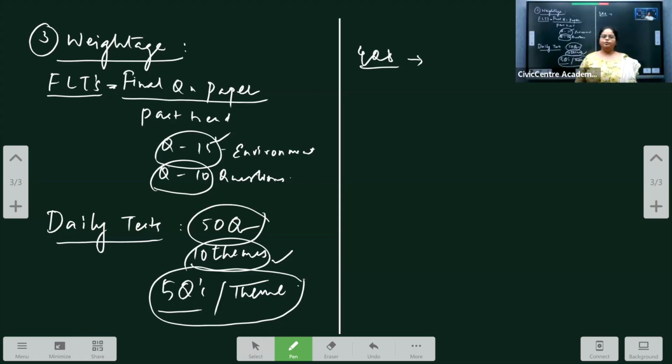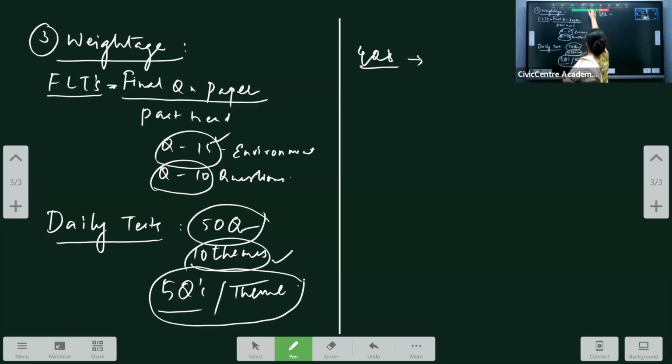This is the weightage that you will be following for daily tests and FLTs, right? Even though you might have an argument or debate on this, saying that the final paper has never had a fixed number of questions for each subject, still we will go with a uniform weightage so that the papers look uniform. Understood? Any doubts till here?